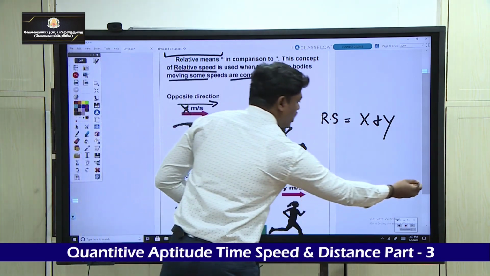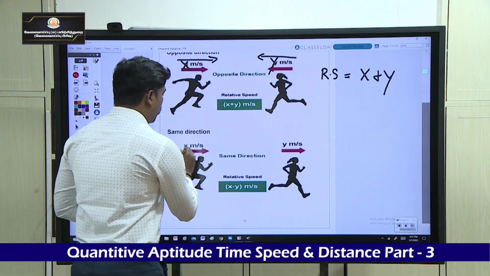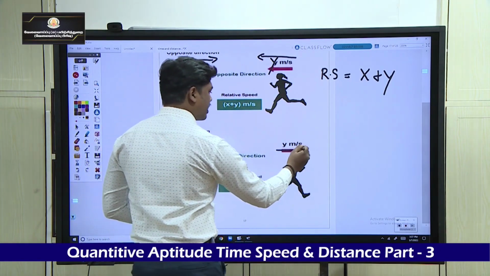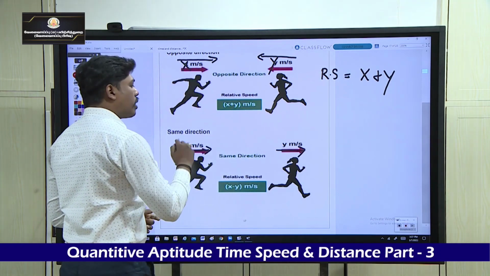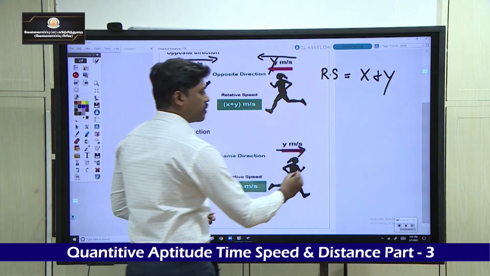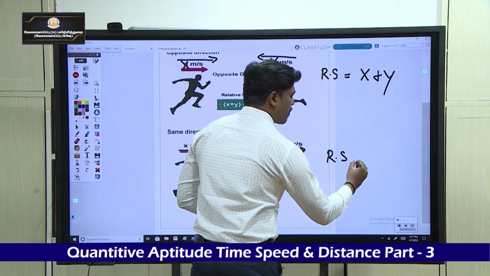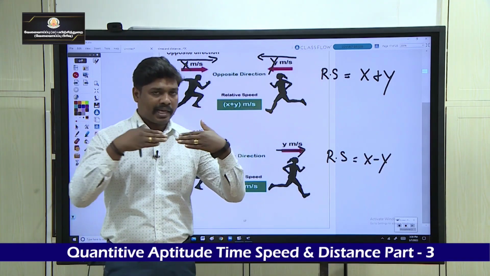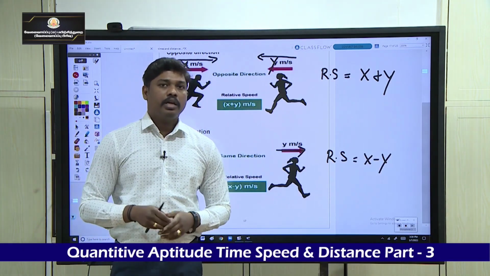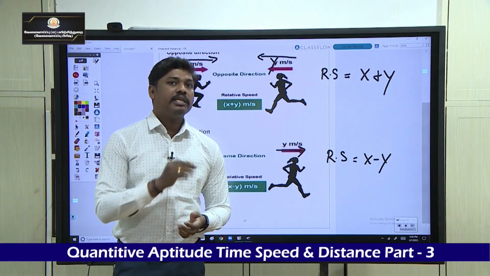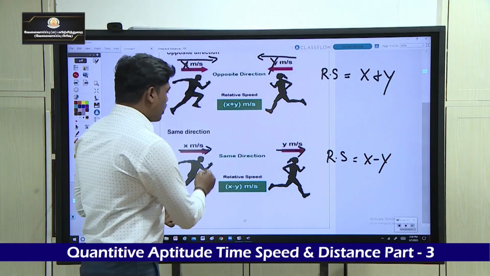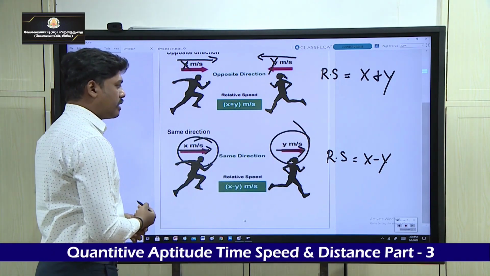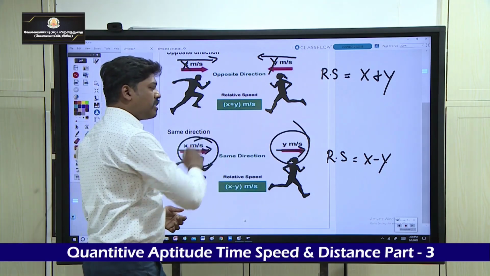Okay. Now, if the two persons are moving in the same direction, what could be the relative speed? So, relative speed is x minus y. If they are moving in opposite directions, the speed is x plus y. If they are moving in the same direction, the speed is x minus y. Speed of the person minus speed of this girl. Okay. Same direction means minus, opposite means plus.